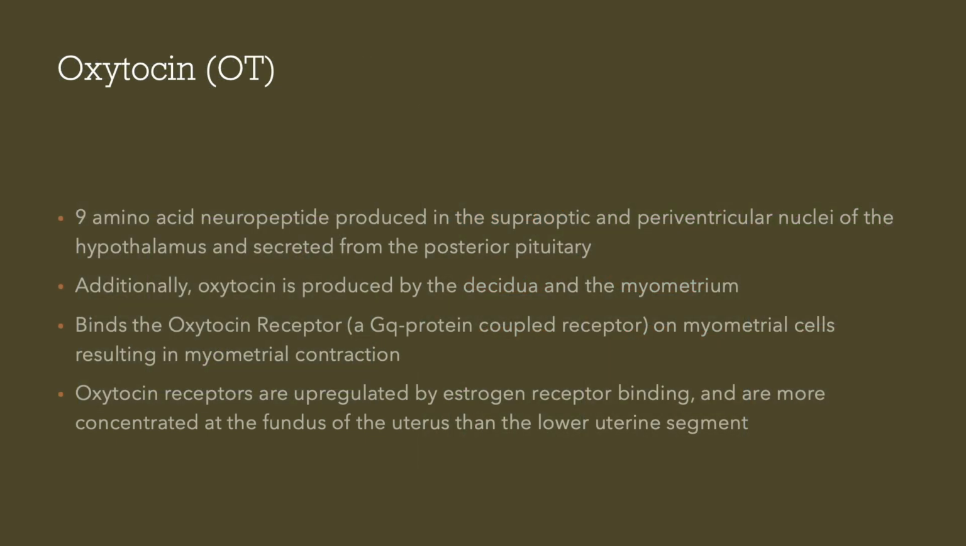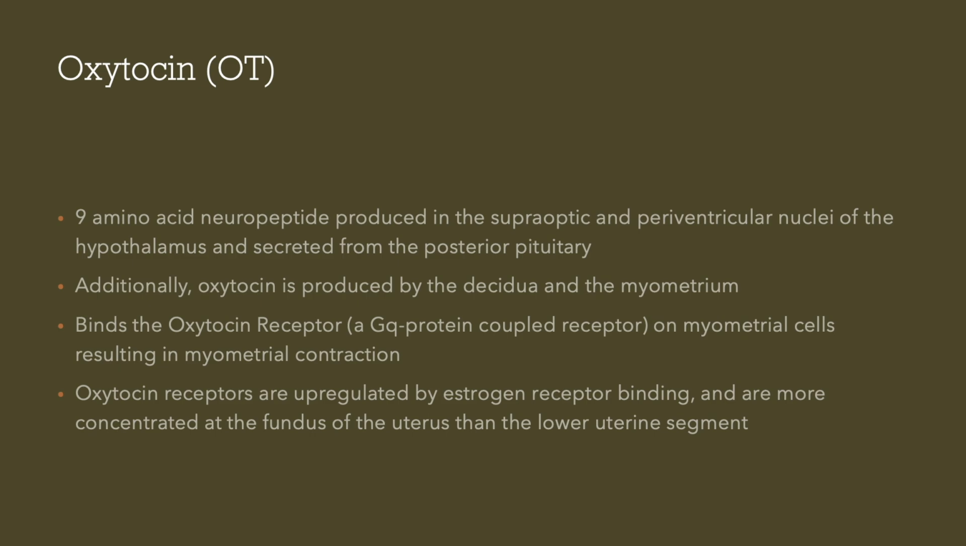Now to talk about 2 of the uterotonins, the first one being oxytocin. Oxytocin is a 9-amino acid neuropeptide produced in the supraoptic and periventricular nuclei of the hypothalamus and secreted from the posterior pituitary. Additionally, oxytocin is also produced by the decidua and the myometrium of the uterus in pregnancy.